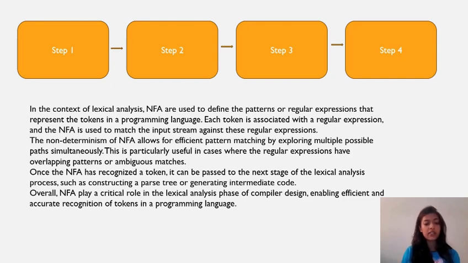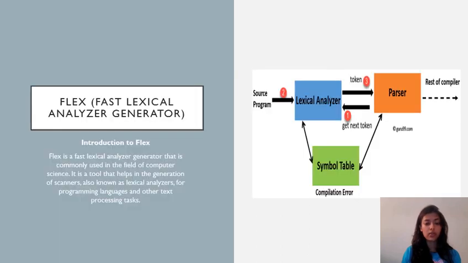Once the NFA has recognized a token, it can be passed to the next stage of the lexical analysis process, such as constructing a parse tree or generating intermediate code. Overall, NFAs play a crucial role in the lexical analysis phase of compiler design, enabling efficient and accurate recognition of tokens in a programming language.